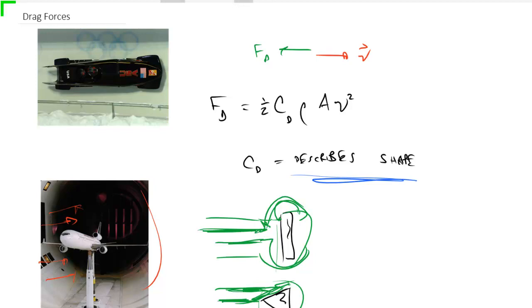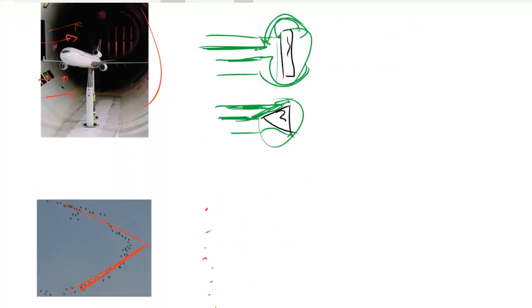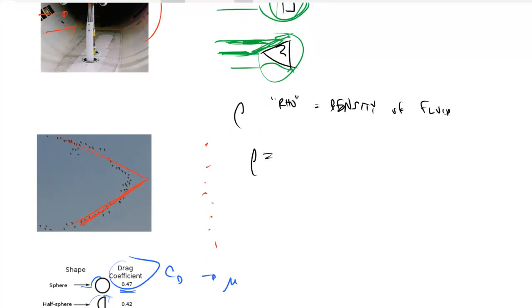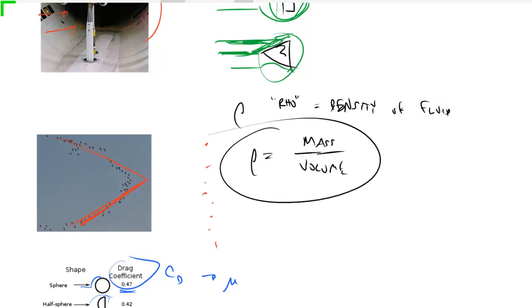This density here, we'll talk about a lot more in later chapters, but this is the density. This is the Greek letter rho, R-H-O, and it is equal to the density of the fluid that the object is flowing through. And density is mass, how much mass there is, divided by the volume. Like I said, we'll define this in later chapters in fluid mechanics, but for now you'll just be given the density of the fluid.